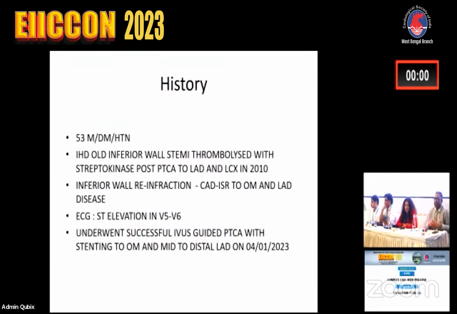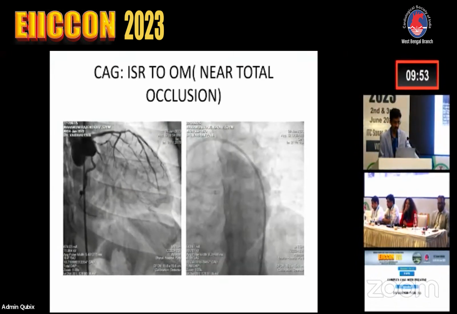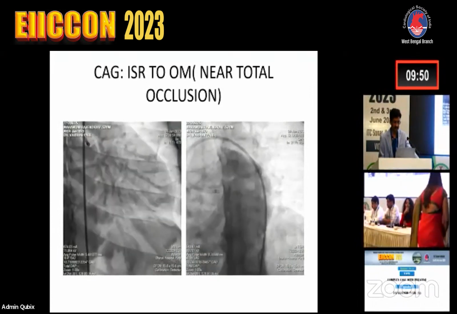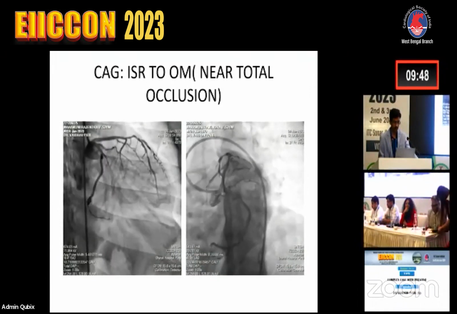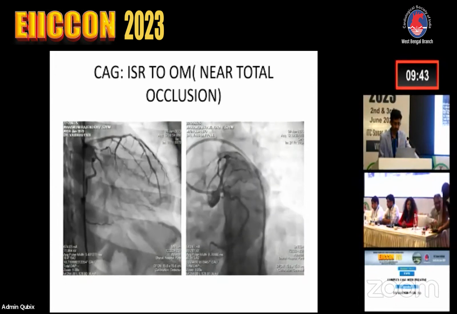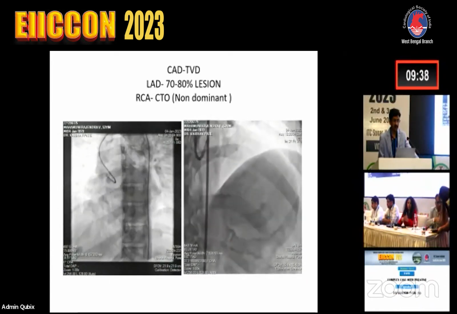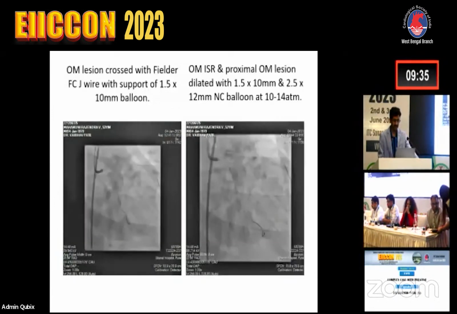This is one case, a 53-year-old male, interval MI, he had been thrombolysed, and had PCI to LAD and LCX in 2010, and again he came with ISR. His angio was done outside. I'm just showing you the angio. You can see the LCX OM1 is having near total occlusion. It's ISR. The stent is visible. So near total occlusion. The RCA is non-dominant. LAD is a 70 to 80% lesion in the mid distal LAD.